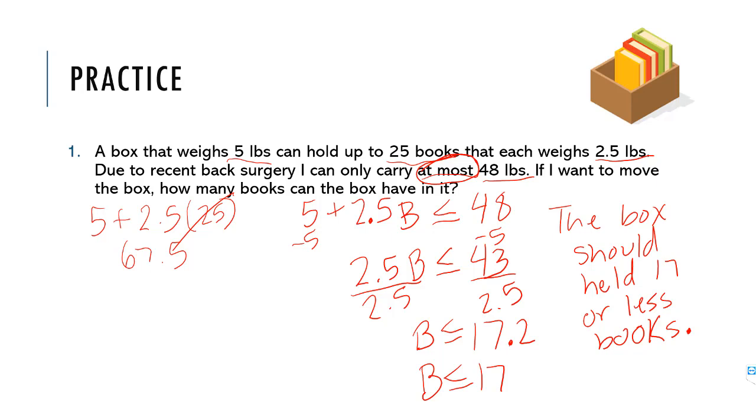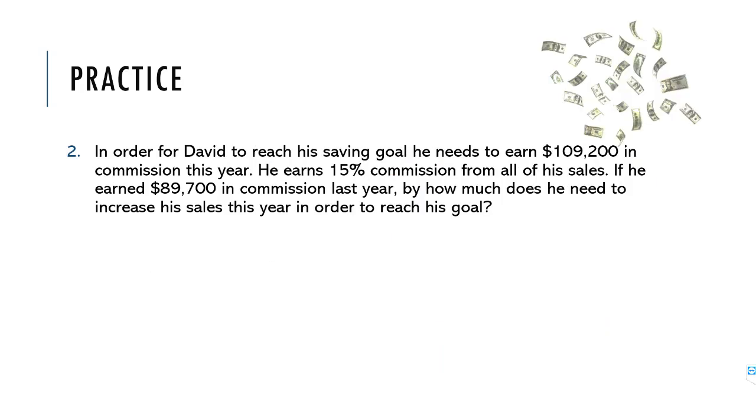Let's go ahead and try number 2. Number 2 says, in order for David to reach his savings goal, he needs to earn $109,200 in commission this year. He earns 15% commission from all of his sales. If he earned $89,700 in commission last year, by how much does he need to increase his sales this year in order to reach his goal? Let's look for important words again and numbers. In order for David to reach his savings goal, he needs to earn this much money.